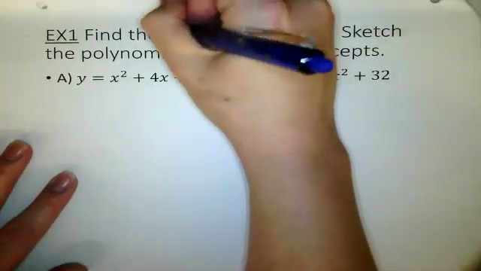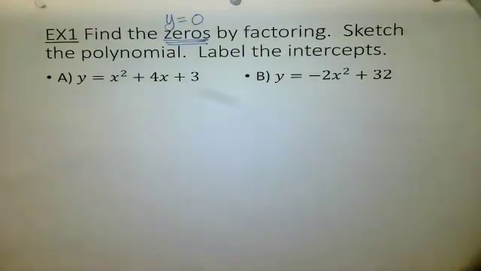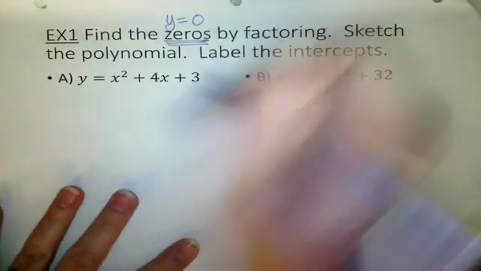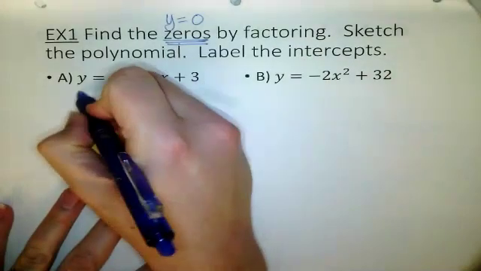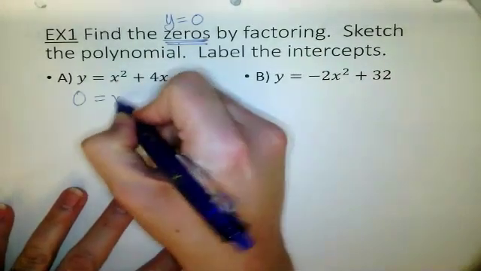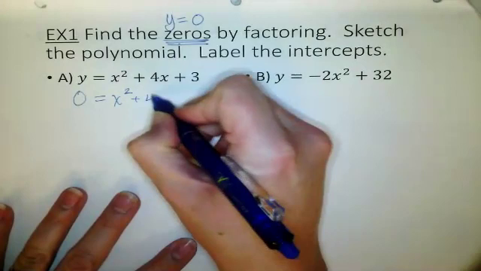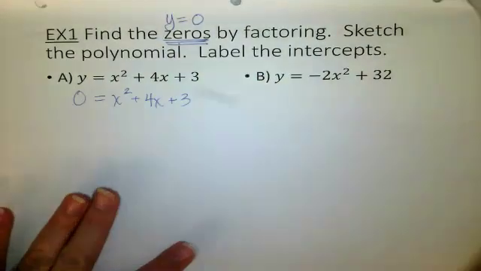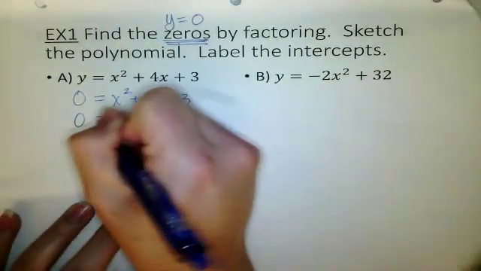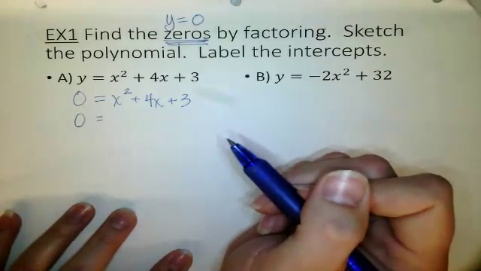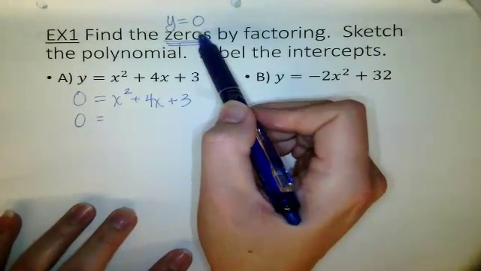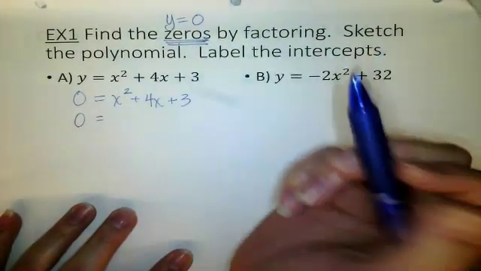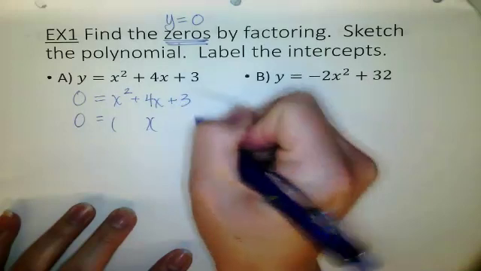Zeros occur when y is equal to 0. That's why it's called zeros. It's also fancy language for x-intercepts. So if I want to find the zeros, then I set y equal to 0, and I can factor. So that's why we always set it equal to 0. Anytime you set it equal to 0, you're finding an x-intercept or zero. Same thing. All right, so we're going to factor.